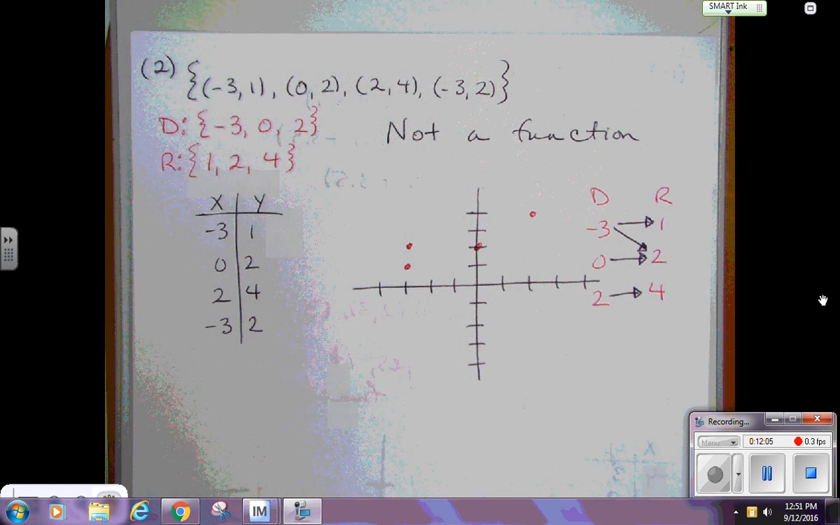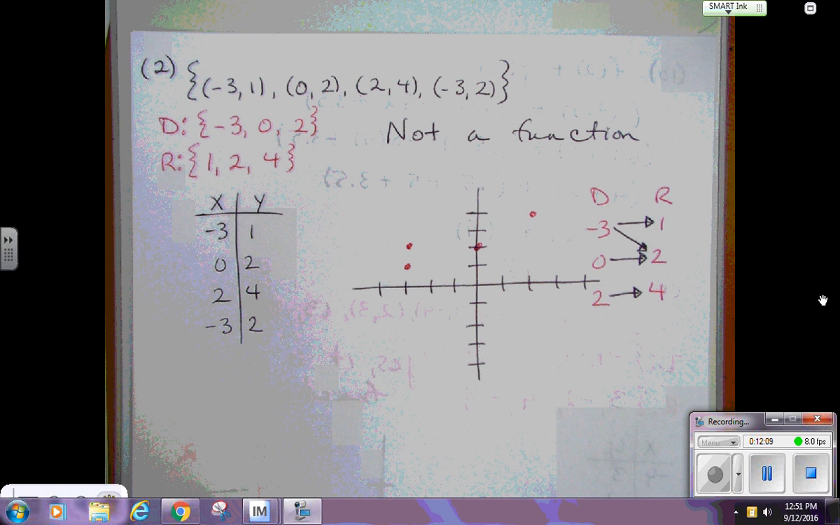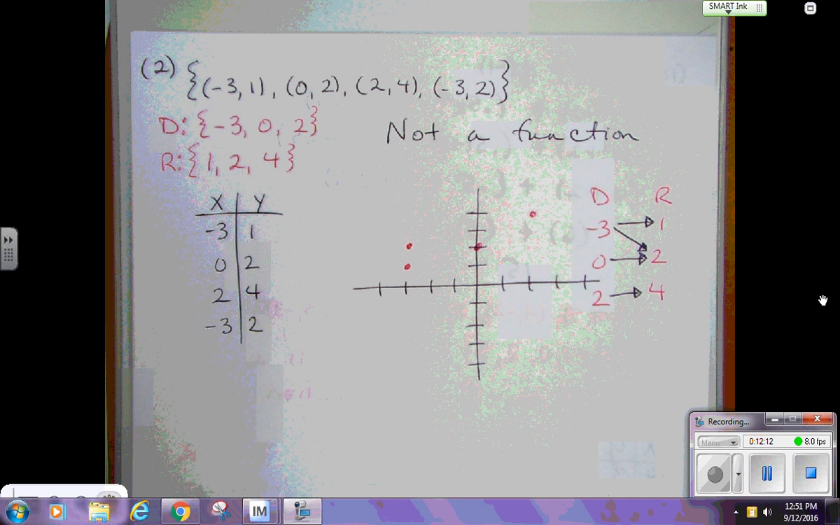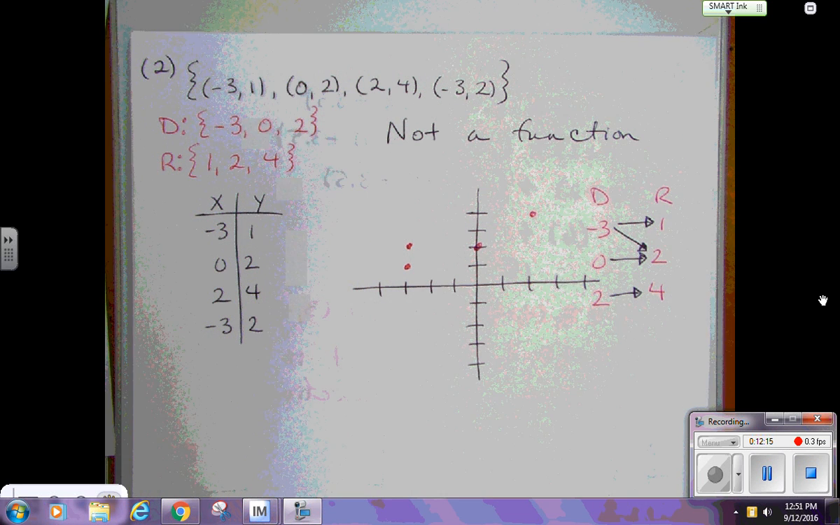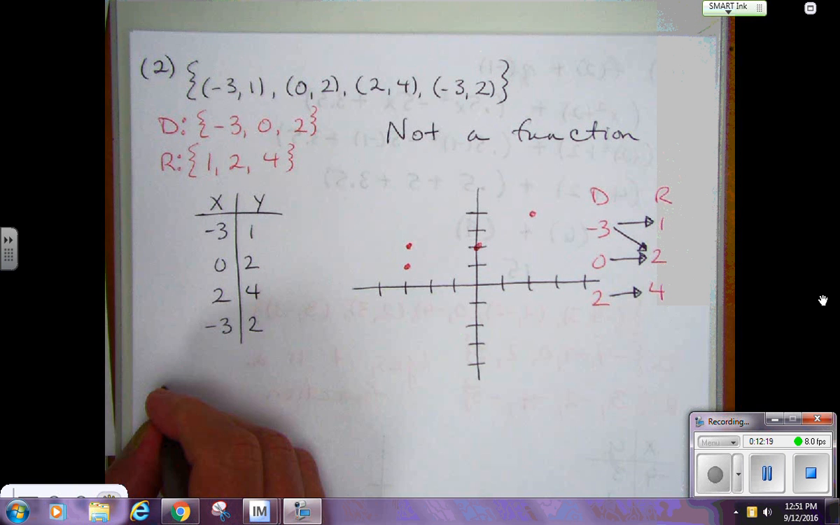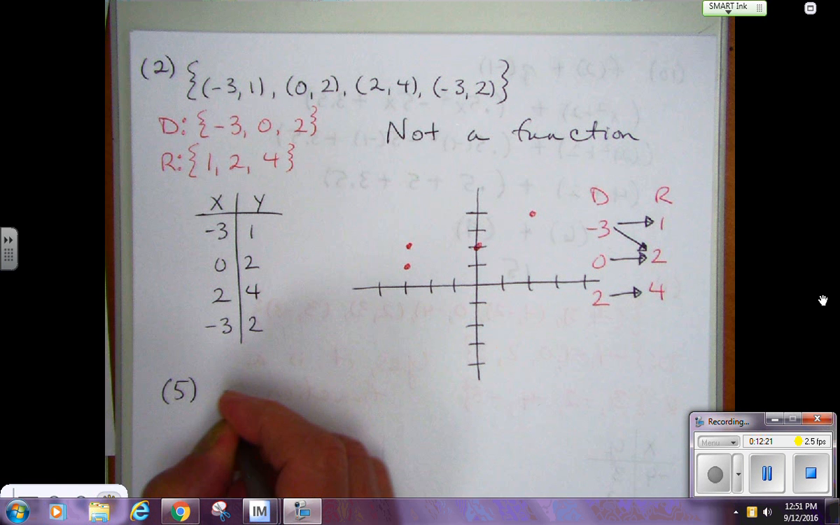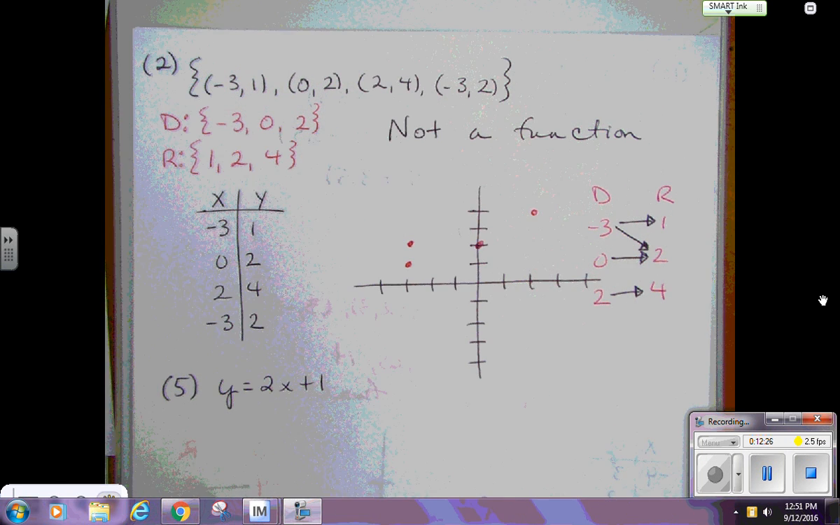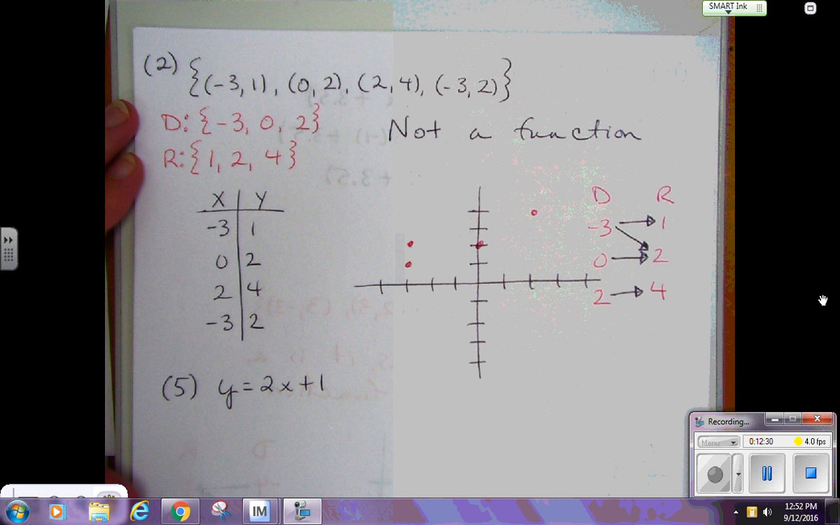Okay. Let's move on down to number 5. We're going to graph the relation represented by y = 2x + 1. Get the domain, the range, and tell if the relation is a function. So first of all, looking at number 2 and number 5, what is the main difference between those two problems?